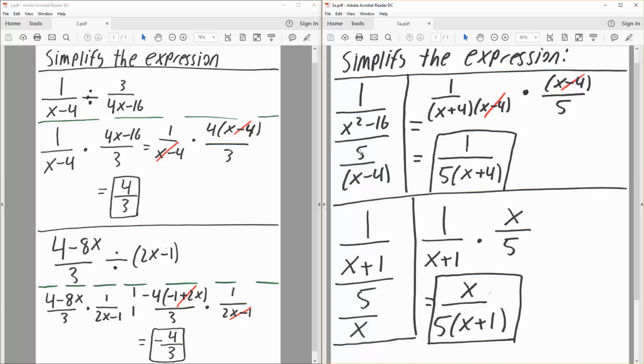This is just a trick that you need to memorize or get familiar with. And so this term and this term would cancel, and so our final answer would be 1 divided by 5 times x plus 4. And now we'll do the last question.